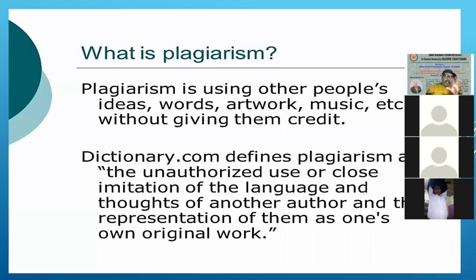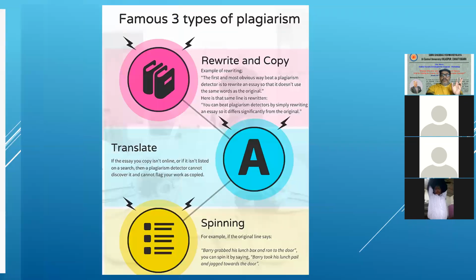So plagiarism is using other people's ideas, words, artwork, music, blogs, voices, anything you can add, without giving them credit. That is plagiarism. These are the three famous types of plagiarism: rewrite and copy, translate, and spin. The first and most obvious way is to beat a plagiarism detector. Spinning means you change the entire thing, so you are out of the plagiarism. Generally, people go forward with these exercises.